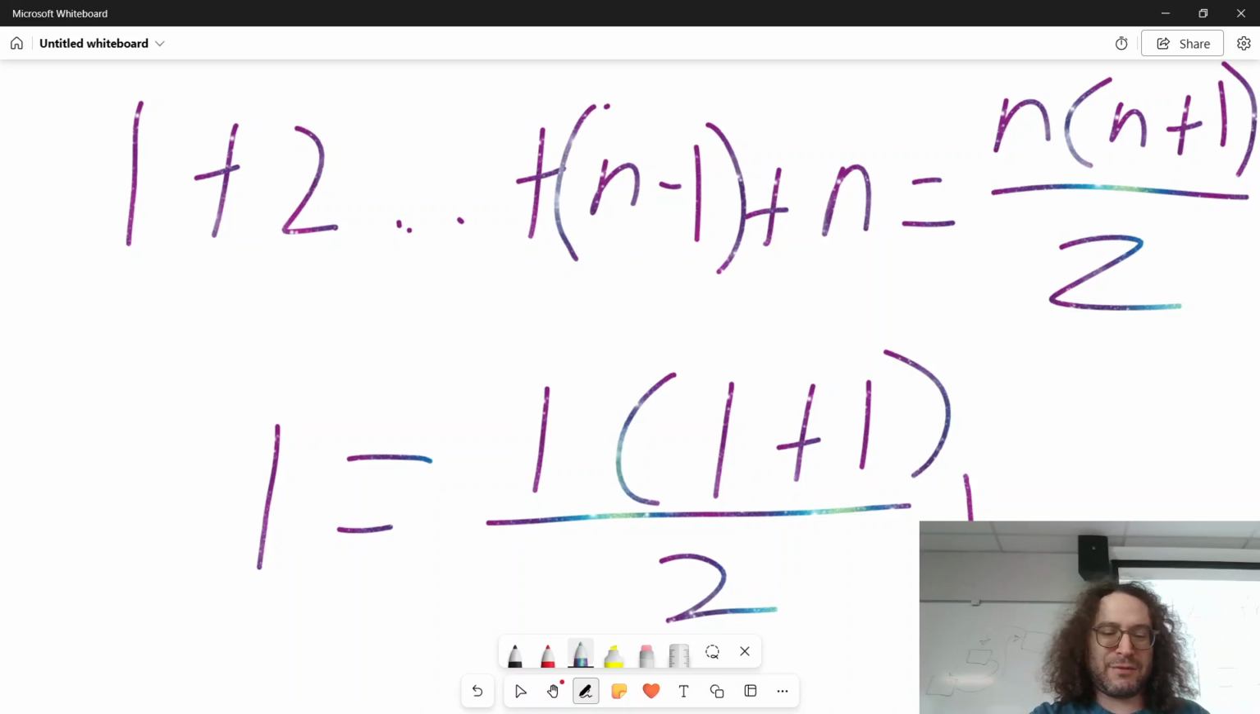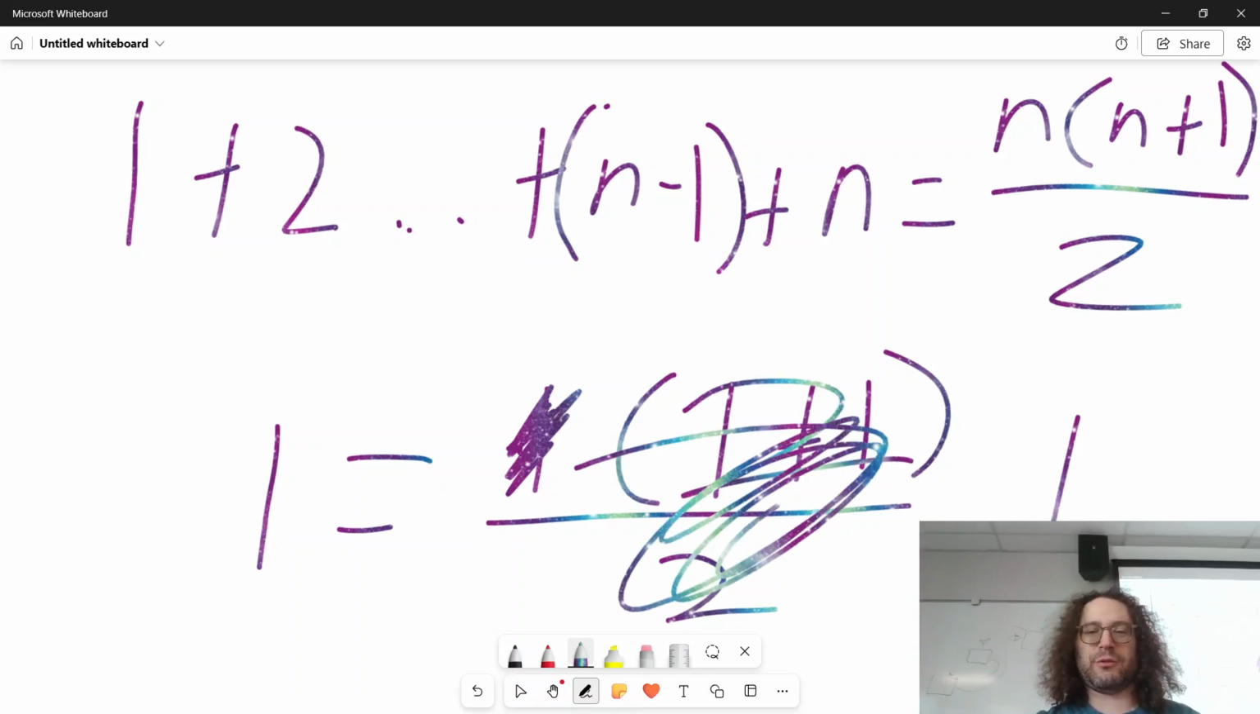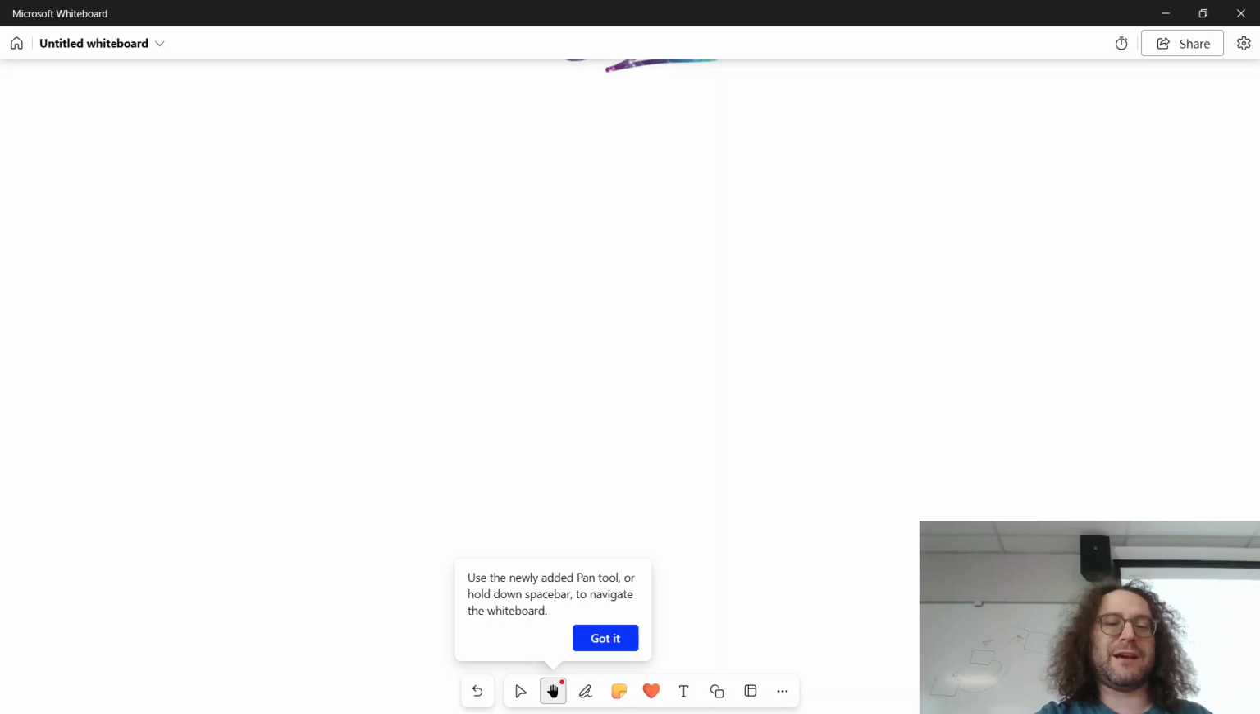Anyway, so we can simply simplify this. This is 1 times 1 plus 1 over 2, which is just simply 2 over 2, which is 1. 1 is equal to 1. Done. Okay, so we've proven it for a base case. We showed that it worked at the beginning of this.